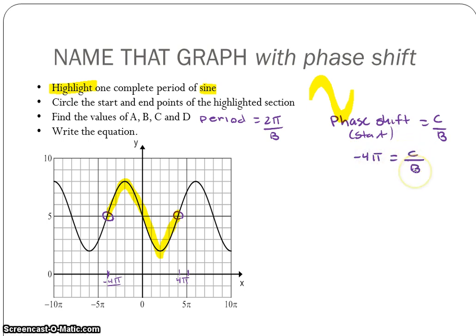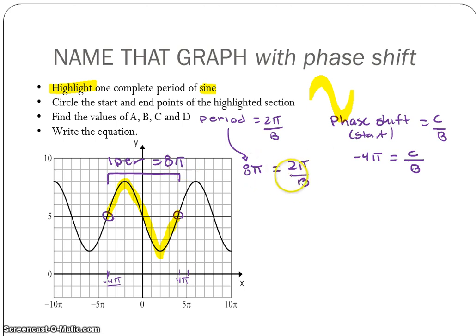So I need to find my c and my b. I have an equation with period that tells me how to find the b value. So the period, remember, is the distance along the x-axis it takes to make one complete wave. So if it started at minus 4 pi and it ended at 4 pi, that's one period. And that length is 4 pi plus 4 pi, or 8 pi. So my period is 8 pi. And I know period is 2 pi over b. So again, from start to end is one period, and that in this example is 8 pi.